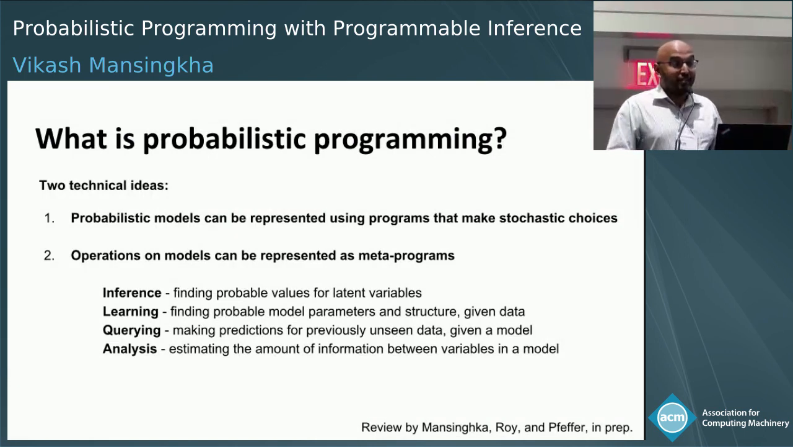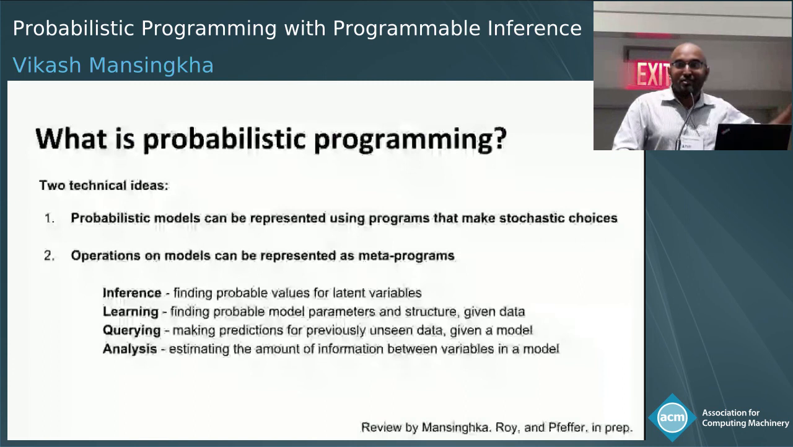And these operations definitely include inference. So let's say finding probable values for latent variables, again, like we saw in a talk earlier today. But they also include learning, so finding model parameters and structure given data, querying, making predictions for previously unseen data given a model, and even kinds of analysis or verification, like, for example, quantifying the amount of information between variables in a model.